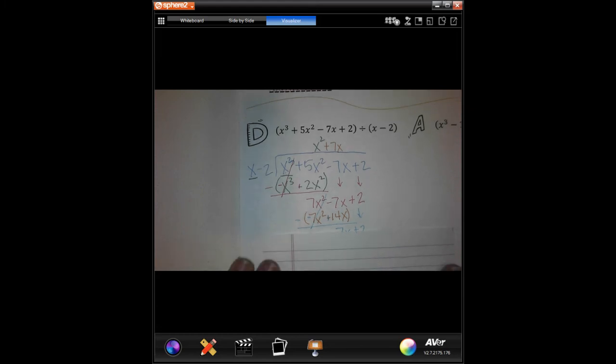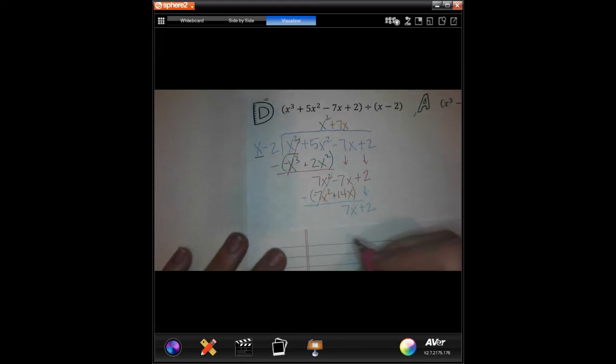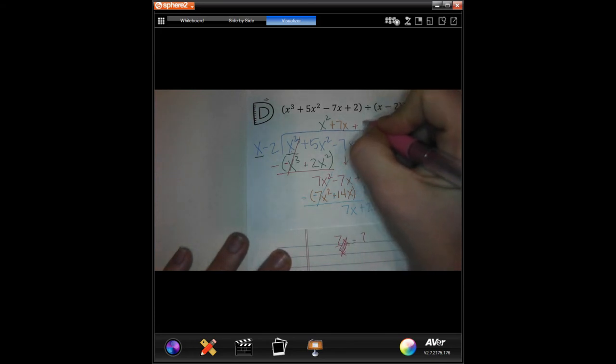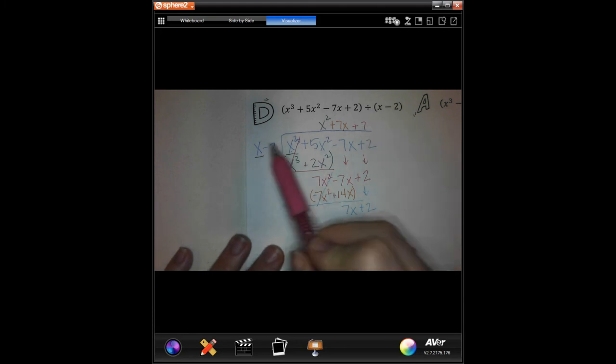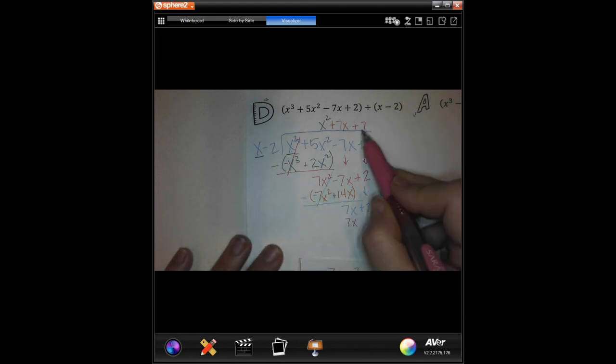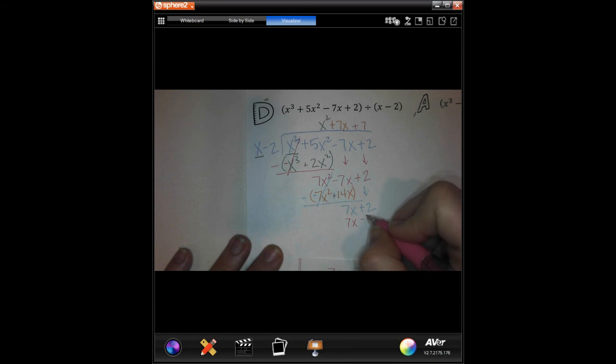So I've got 7x divided by x. The x's cross out, so I'm just left with 7. So this is plus 7, and I multiply 7 by x, that's 7x. 7 times negative 2, that's minus 14. I'm going to do the opposite of both. So I'm going to have 7x minus 7x. Those cross out. That was the whole goal. And I'm going to have 2 plus 14, and that's 16.